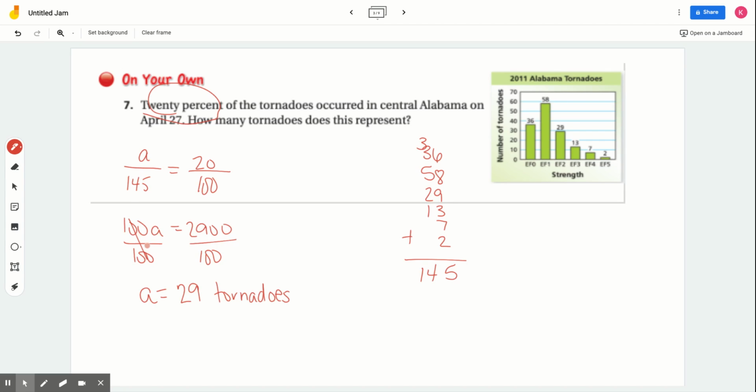So A times 100 is 100A. 145 times 20 is 2,900. Divide both sides by 100 to find that the part, or the number of tornadoes that occurred in central Alabama on April 27th, is 29 tornadoes.